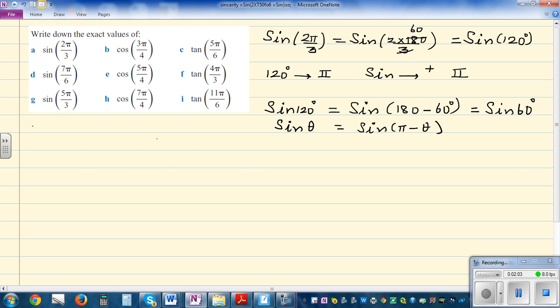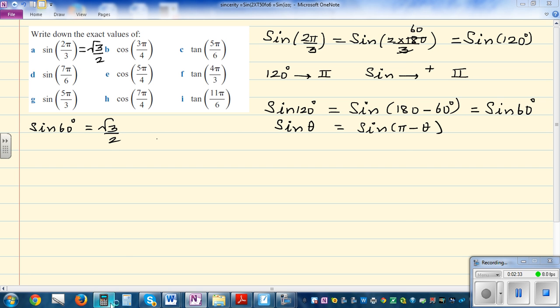You should know sine 60 is root 3 over 2. We'll check this on a calculator. So sine 120 is also root 3 over 2. So the answer is root 3 over 2 to be exact. Let's confirm this on the calculator. Root 3 over 2 is 0.866. So let's get the calculator.